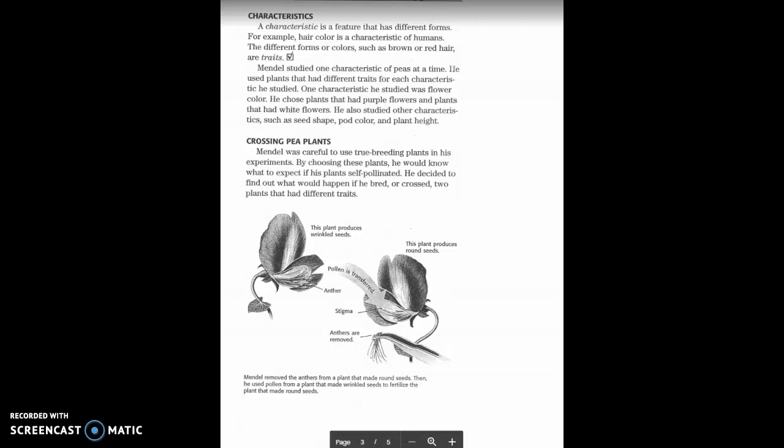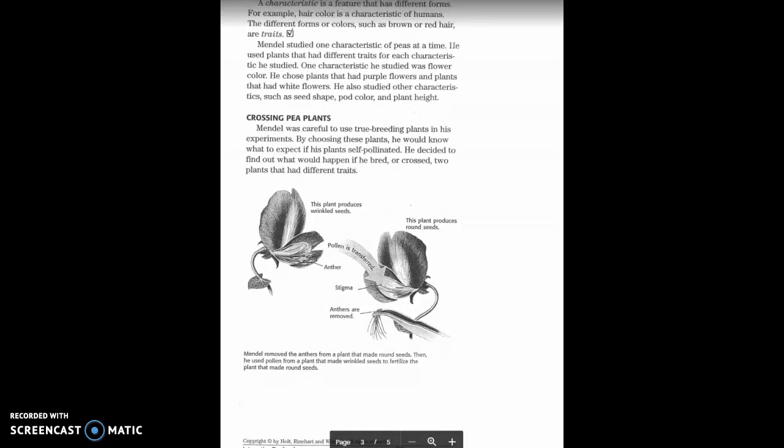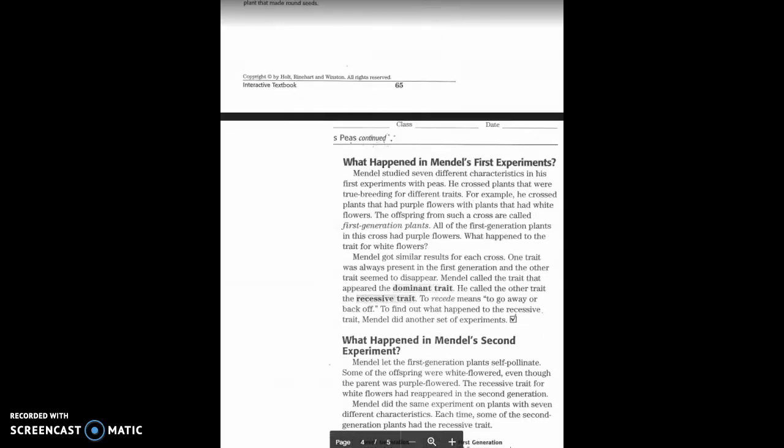Crossing pea plants. Mendel was careful to use true breeding plants in his experiments. By choosing these plants, he would know what to expect if his plants self-pollinated. He decided to find out what would happen if he bred, or crossed, two plants that had different traits. Look at the diagram there. It's showing how pollen is transferred. Mendel removed the anthers from a plant that had round seeds. Then he used pollen from a plant that made wrinkled seeds to fertilize the plant that made round seeds.